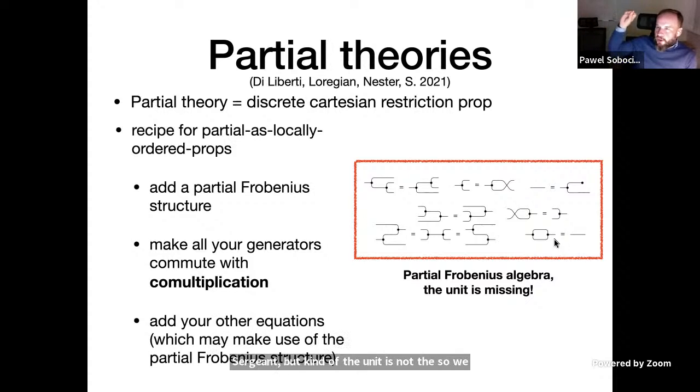So my object has this algebraic structure. And by the way, you can think again of the copying and the discard as before. Now this multiplication structure is like a partial equality check, if you want an intuition for this. And it turns out that, okay, before we had to make all our generators commute with all the structure, here we only need to commute with the comultiplication and then add my other equations. And this allows you to have this string diagrammatic approach to this class of partial theories.